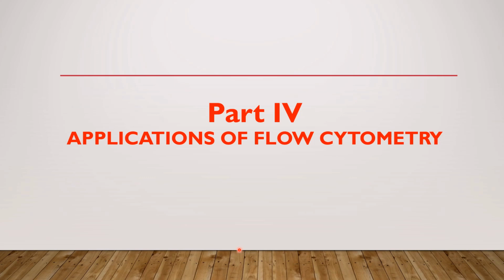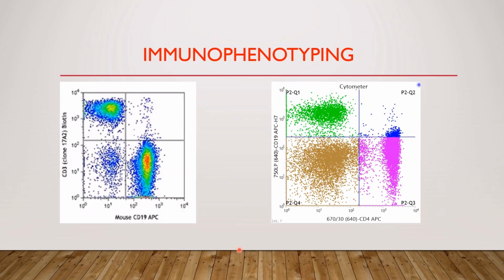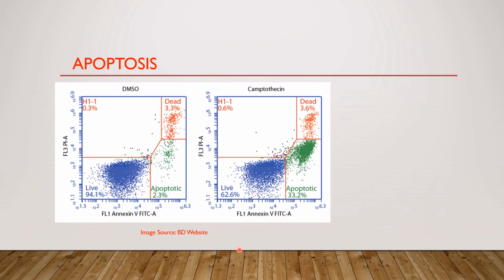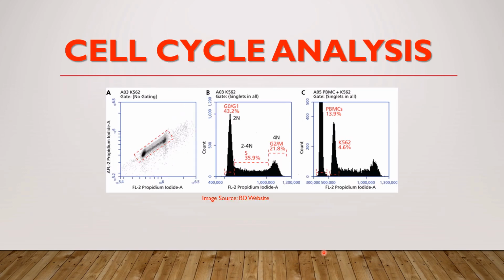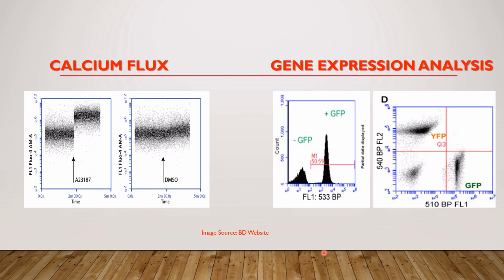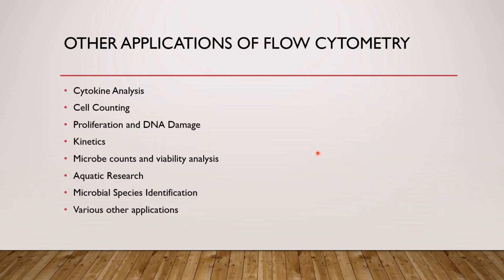Application part: immunophenotyping. This is an example data of immunophenotyping where you can analyze or sort different CD markers. Apoptosis, where you can study apoptotic and necrotic cells, in this one you can say early apoptotic or late apoptotic. Cell cycle analysis, calcium flux, gene expression, green fluorescent protein or yellow fluorescent protein. Other applications are cytokine analysis, cell counting, DNA damage, kinetics. Flow cytometry is also being used in aquatic research and microbial species identification.